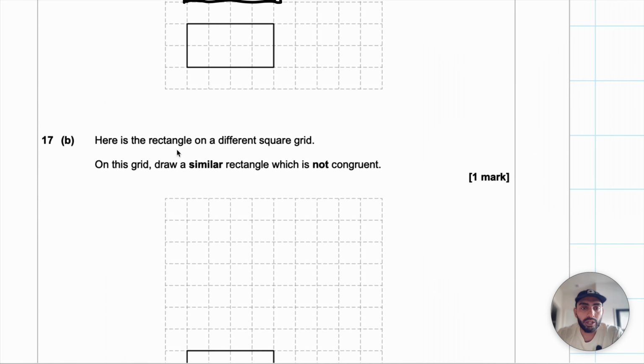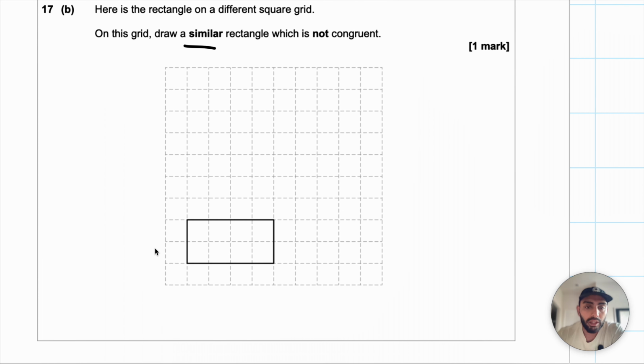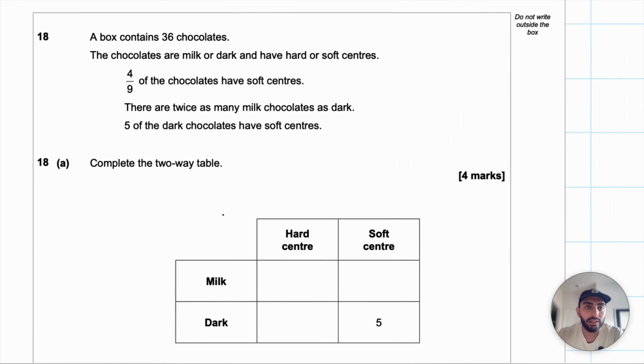Part B, here is a rectangle on a different square grid. On this grid, draw a similar rectangle which is not congruent. Similar just means that it's been enlarged. So you can have enlargements that make the rectangle bigger, or you can have enlargements that make the rectangle smaller. I'm just going to make it a little bit easier, make it smaller. So I'm going to divide all the sides by 2. So that height of 2 will become 1, and that length of 4 will become 2. You could double it or whatever you want to do, but I think that's the easiest.